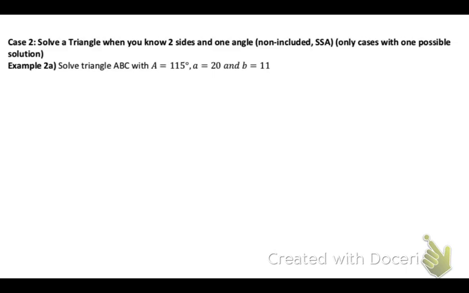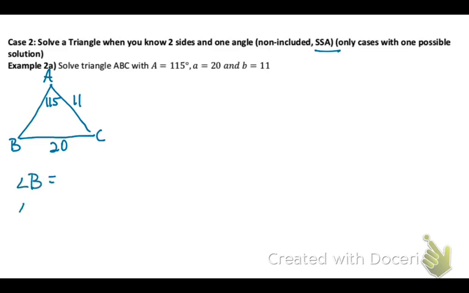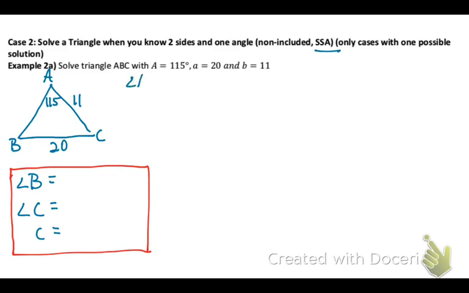All right, so let's try one of these. Example 2A: solve triangle ABC with angle A as 115 degrees, side A is 20 and side B is 11. So draw the triangle. It's always good to see what it could possibly look like. Then make a list of what you need to know. We need to know the two angles and that side length. Also note that angle A is obtuse, that's our known angle, and the side that matches with it is greater than the second side. So we know that only one possible triangle is formed.